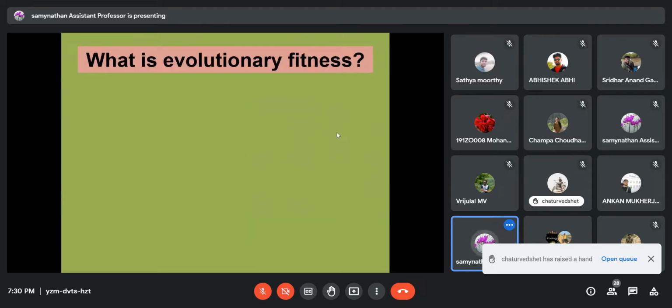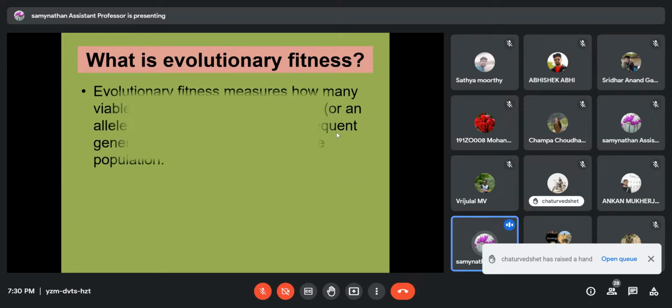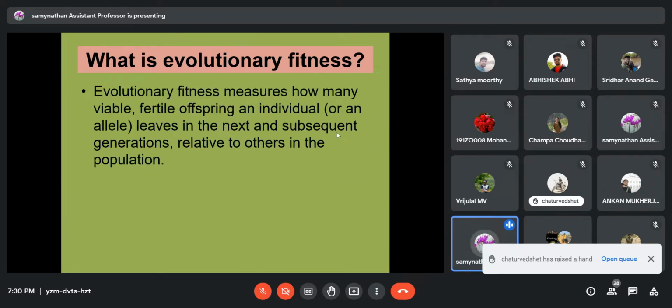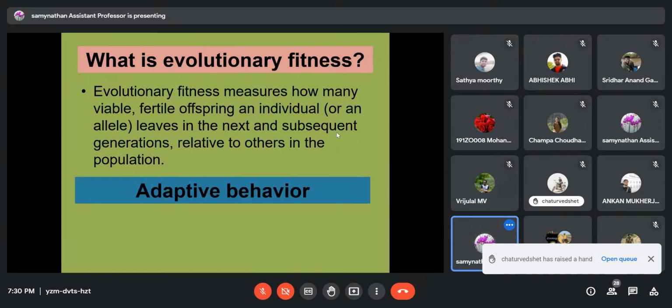Okay, next one. What is evolutionary fitness? Evolutionary fitness measures how many viable fertile offspring an individual leaves in the next and subsequent generations relative to the others in a population.